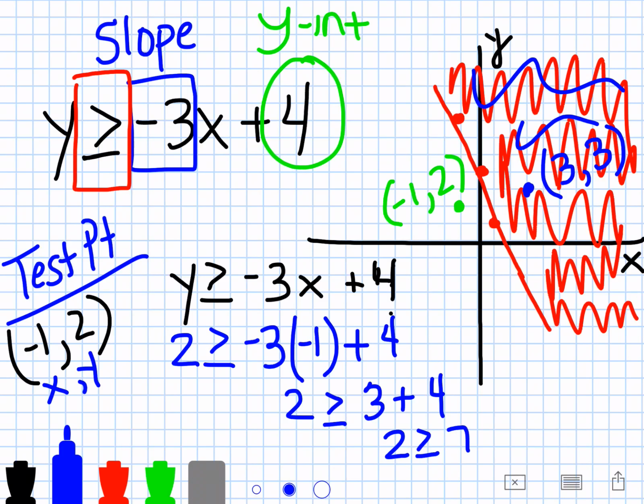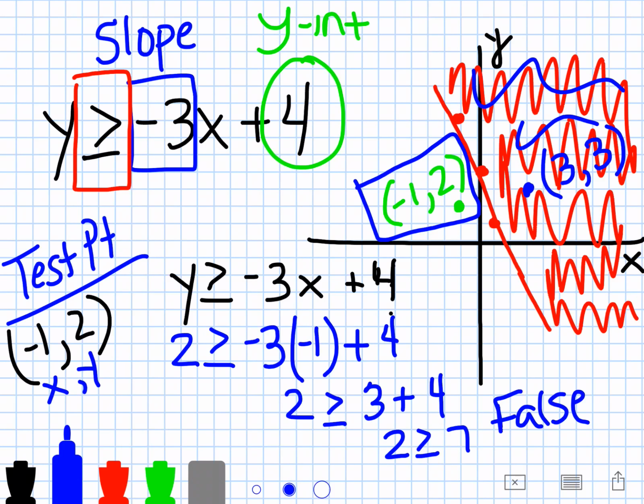No, definitely not. So this just proves that if you pick any point, in this case we did, any point that's outside of the shaded area, it's always going to give you a false statement. So what it means for a point to be included in a solution set is that if I substitute those values, it's going to give me a true statement.